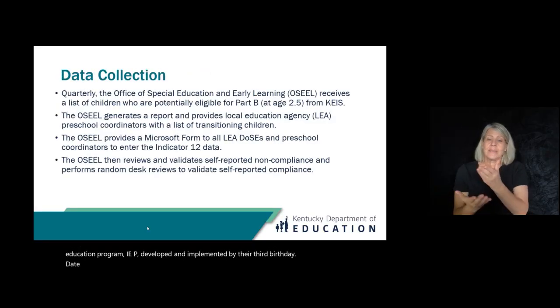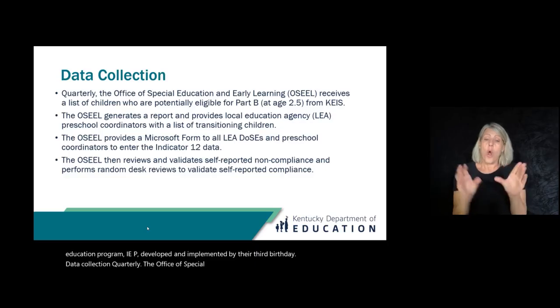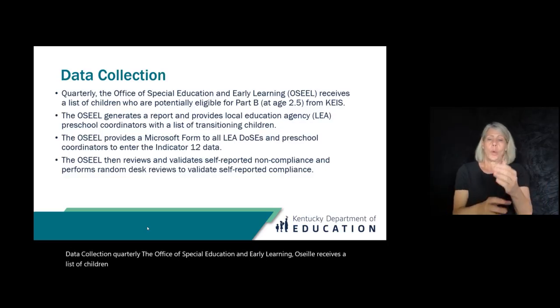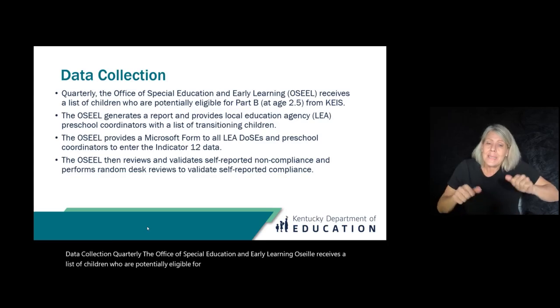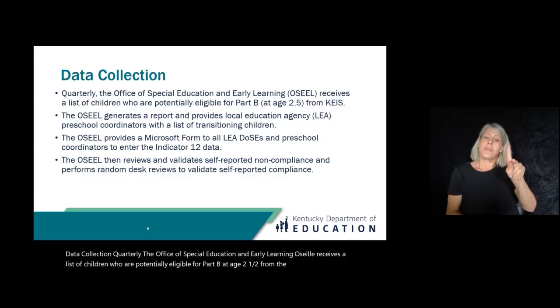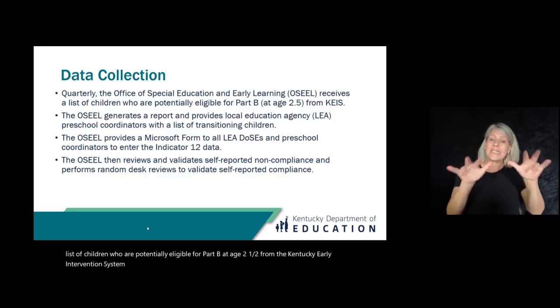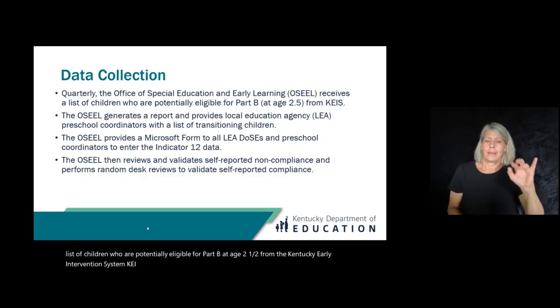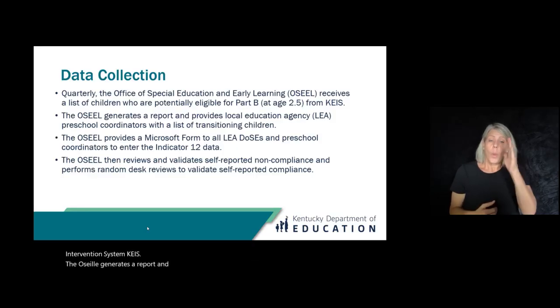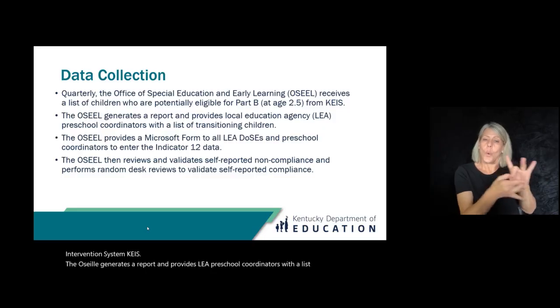Data collection. Quarterly, the Office of Special Education and Early Learning, OSEEL, receives a list of children who are potentially eligible for Part B at age 2.5 from the Kentucky Early Intervention System, KEIS. The OSEEL generates a report and provides LEA preschool coordinators with a list of transitioning children.